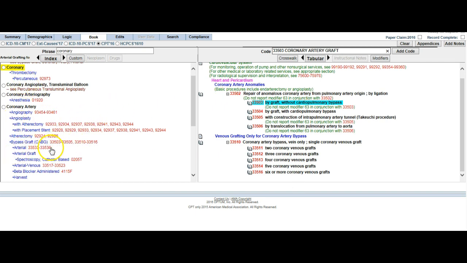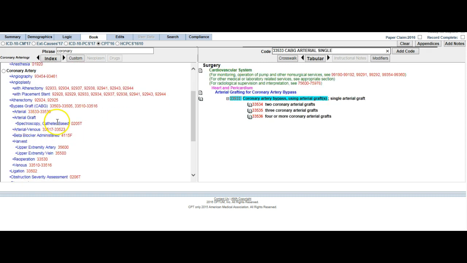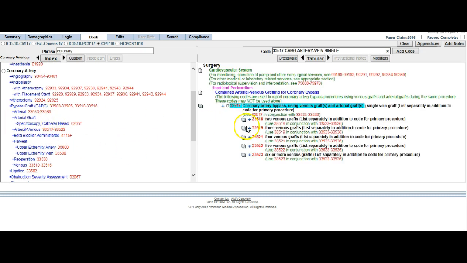For some reason, I'm not getting arterial venous. That's what I'm looking for. So on the index, I should have pulled arterial venous. We already have the code. We should have two codes. We already have the code for the arterial bypass graft only, but now we want to pay attention to the coronary artery bypass using a venous graft and arterial graft.